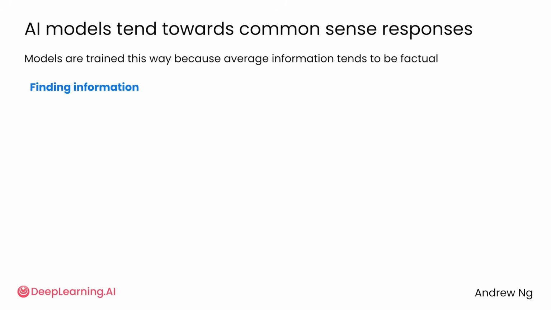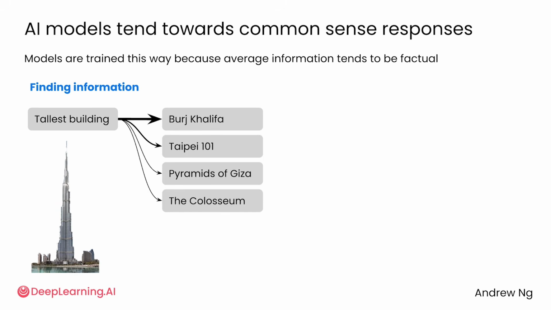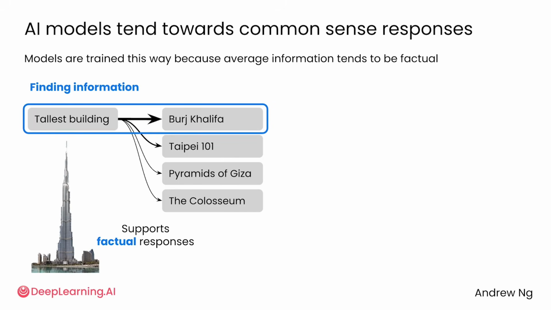So when you're seeking information such as what's the tallest building in the world, it's actually the Burj Khalifa, most internet text will say it is the Burj Khalifa. There are smaller amounts of text that will name other buildings, but the average response, or the most common response on the internet, is usually the factual one for questions like what's the tallest building.